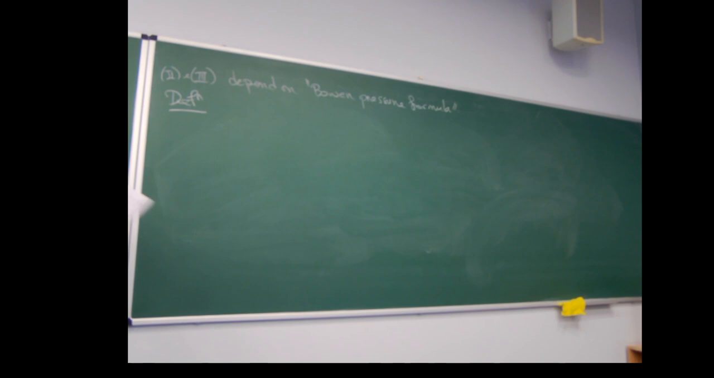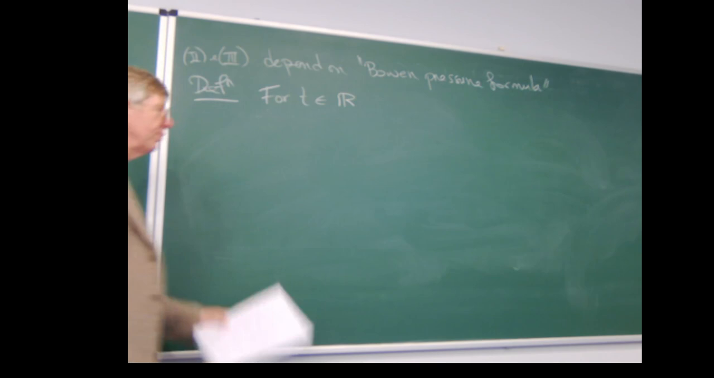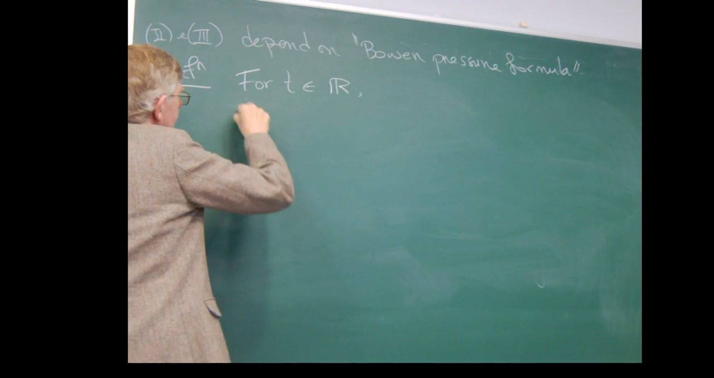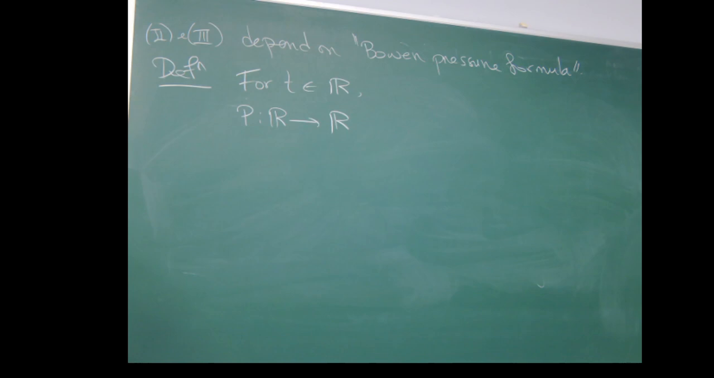And I'm only going to consider a one-parameter family, so let's assume that I have a real number t. And then I'm going to define the pressure function over here. So P is going to be just a function from the real line to itself. So far, so good. And how is it defined?